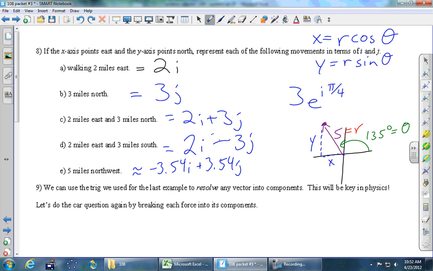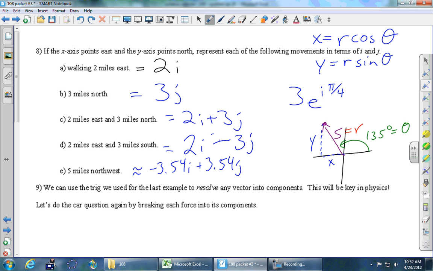Okay, so we type them in. Does it make sense that they're equal? Yeah. So it's perfectly northwest. Does it make sense that the x is a negative number? Yes, because we went which way? We went left. We went west. So that's a negative. Does it make sense that the j is a positive?